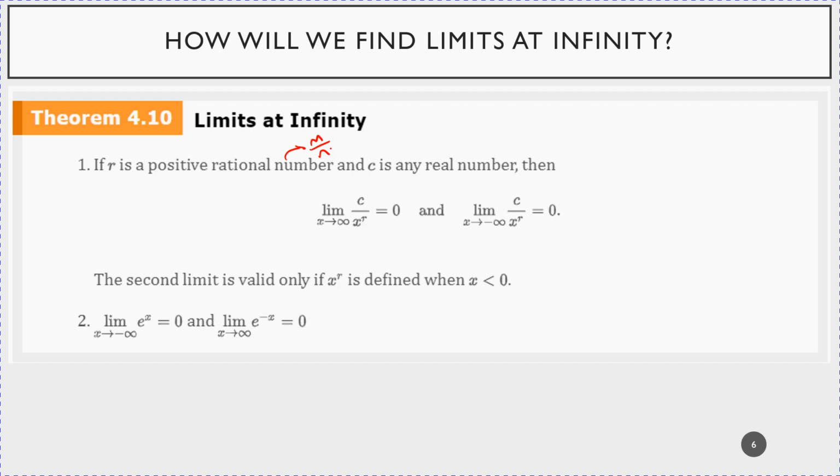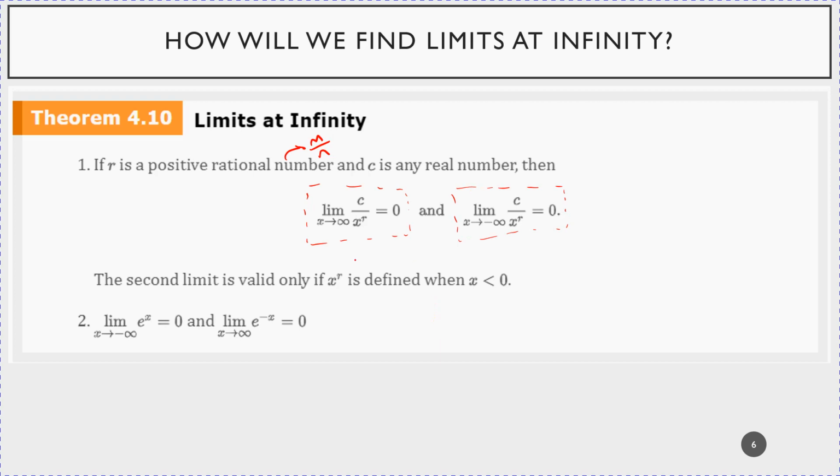And now here's the thing. The second limit is valid only if x raised to the rth power is defined when x is less than 0. So you'll see some cases in the lecture where we'll restrict it and say this only holds when x is positive, and so on. So just remember this: a constant divided by x raised to any power. This is the big one here. The limit as x goes to infinity or x goes to negative infinity is going to be equal to 0.